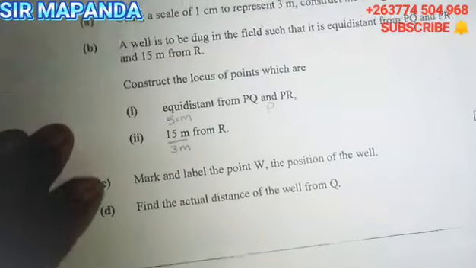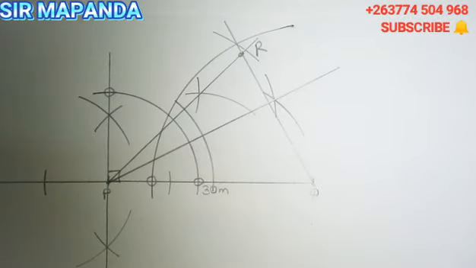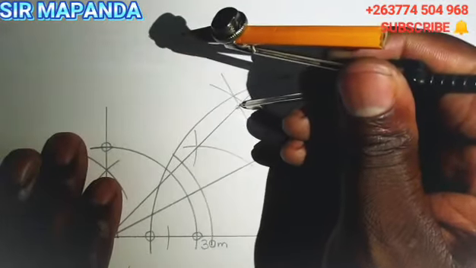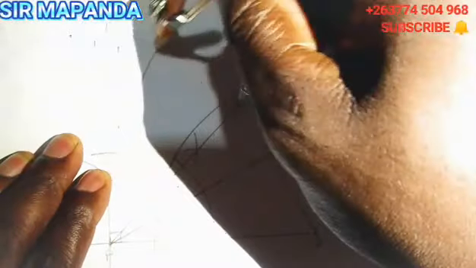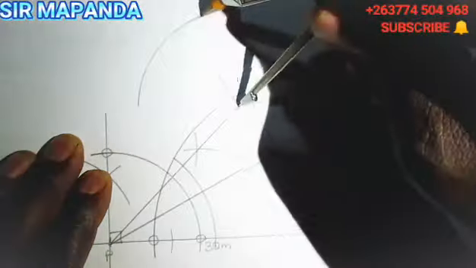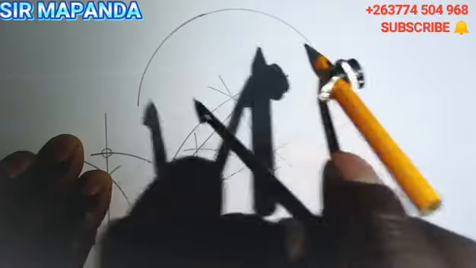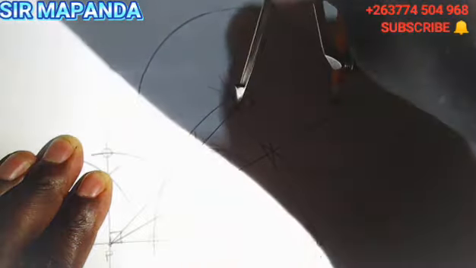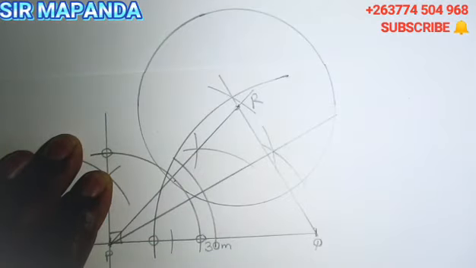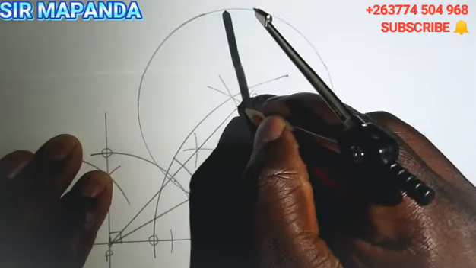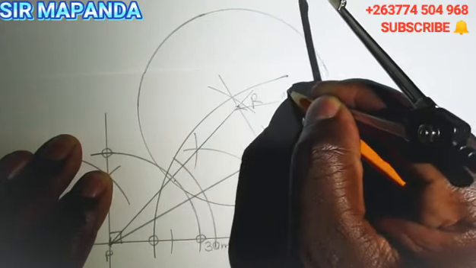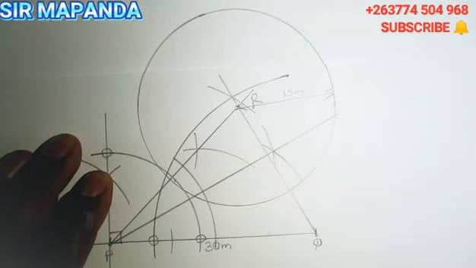Then you go to your diagram where R lies. This is R. Then you draw a circle right round, like this, right round. So this is the circle that you need to draw, where the radius of the circle is denoted by 15 meters. I hope you are listening.